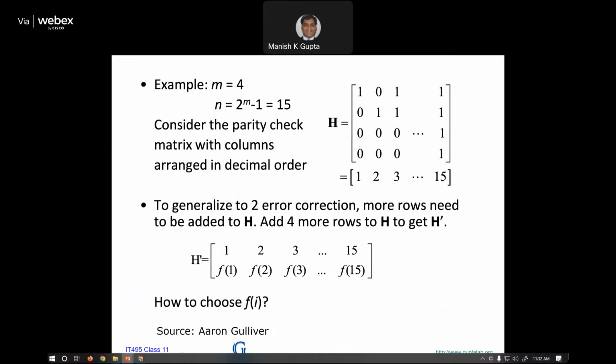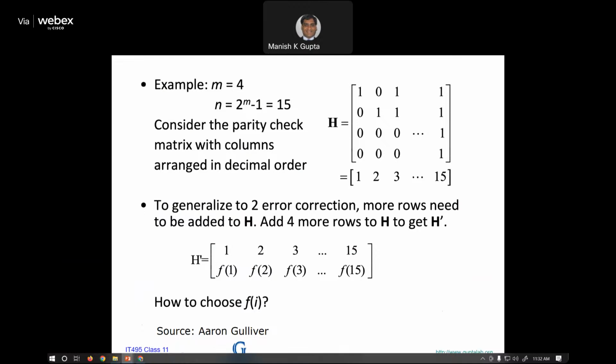Take this example. M is equal to 4. So the length is 15, 2 raised to the power m minus 1. This is the parity check matrix. I can write down all of 1, 2, 3 up to 15, all the binary expansions of 15. Now what we are doing. All 15 elements are there.